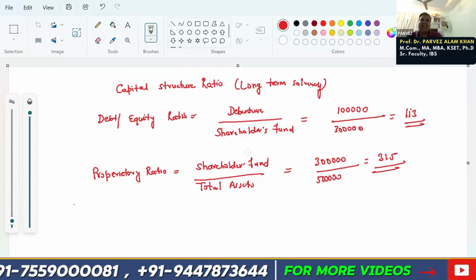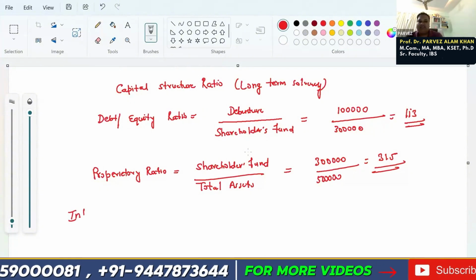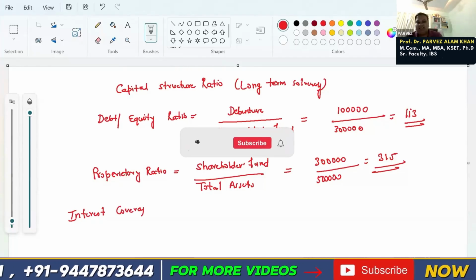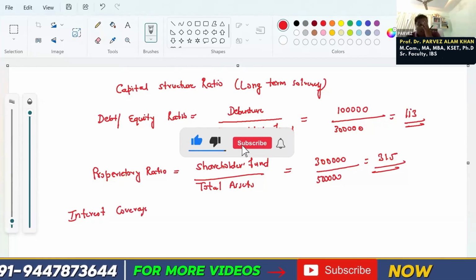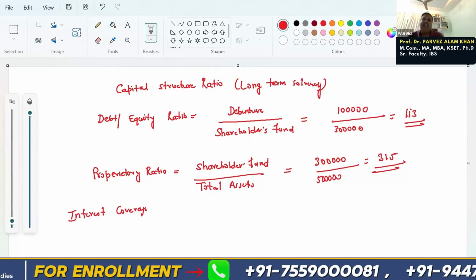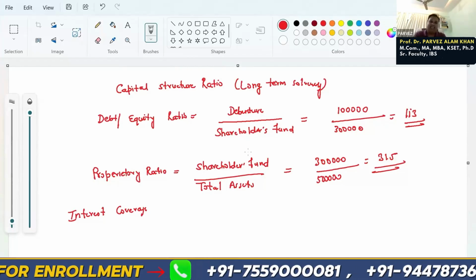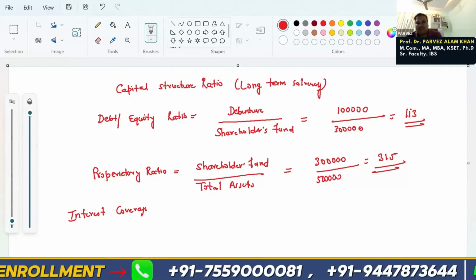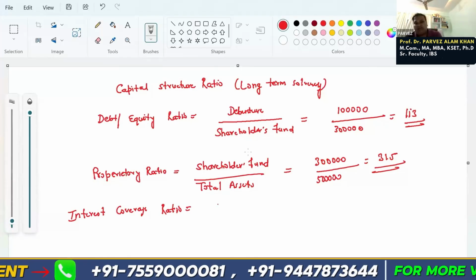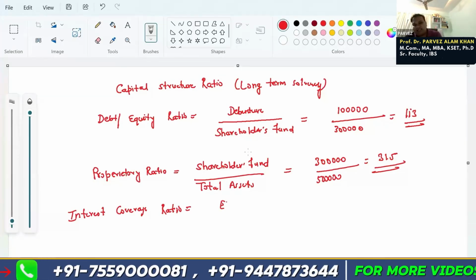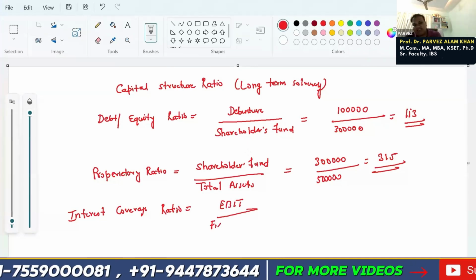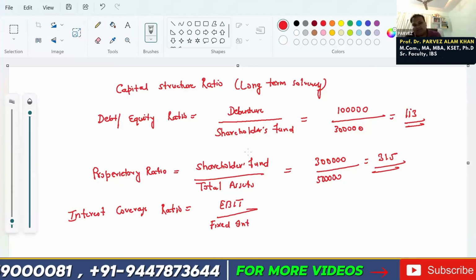In this, one more thing we can add is called interest coverage ratio. Interest coverage ratio tells whether the company is making sufficient profit to pay its periodical interest or interest charges or not. That is the reason the name is interest coverage ratio. So the formula is earnings before interest and tax divided by your fixed interest charges. Whatever interest charges are there, you can take it.